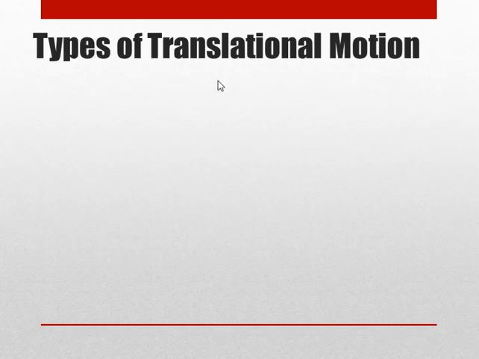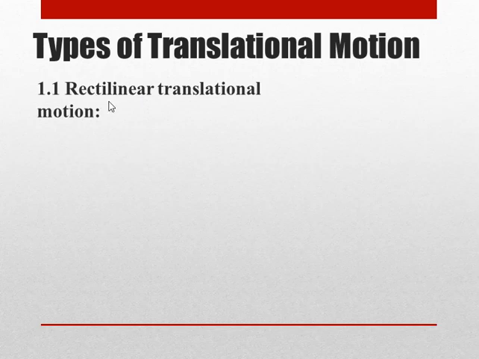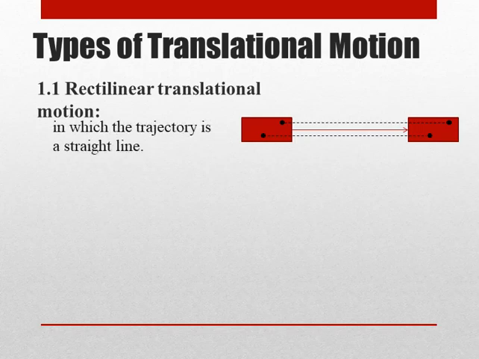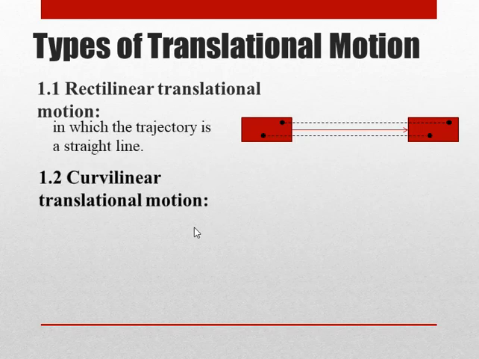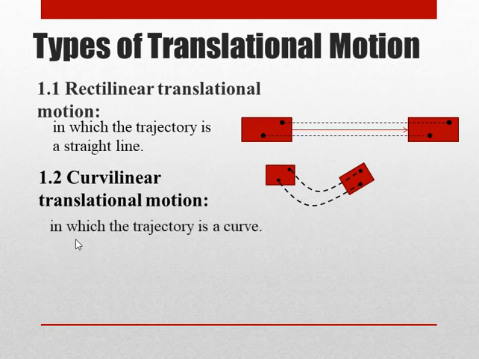In a translational motion, we have types. The first one is rectilinear translational motion, in which the trajectories of all points are parallel straight lines. Curvilinear motion. If you allow this object to move in a curve, also the trajectory of each point is parallel to the other, identical to the other curved trajectory. It is the motion in which the trajectory is a curve.